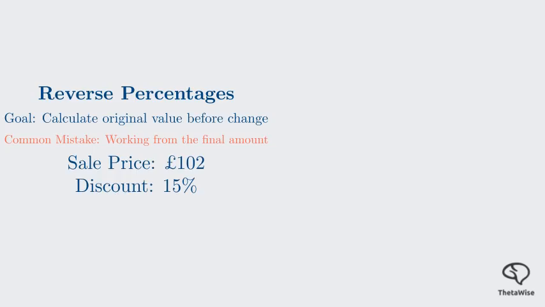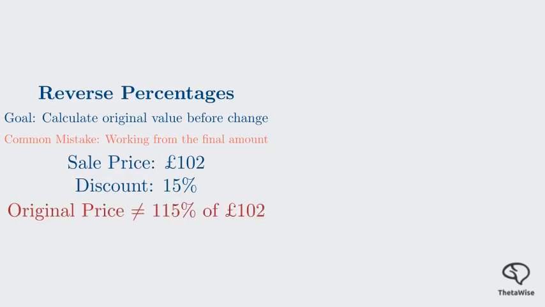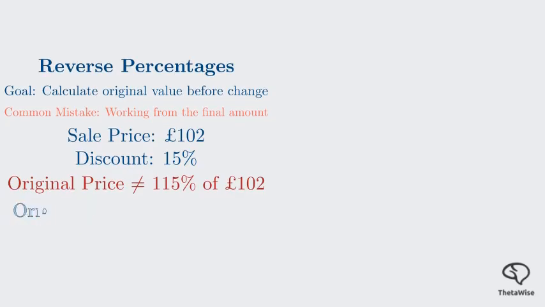Imagine a television is sold for £102 after a 15% discount. We want to find the original price. Many students think they should just add 15% of 102 back on, but the 15% was taken off the original price, not the sale price. If the price was reduced by 15%, it means £102 represents 85% of the original value.